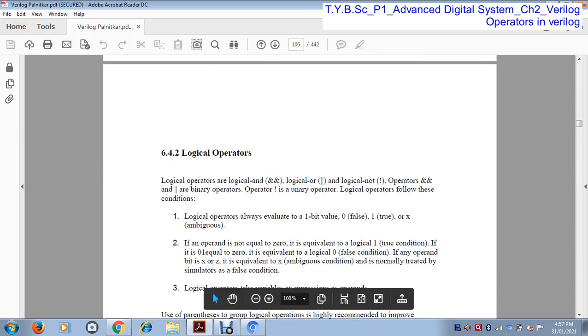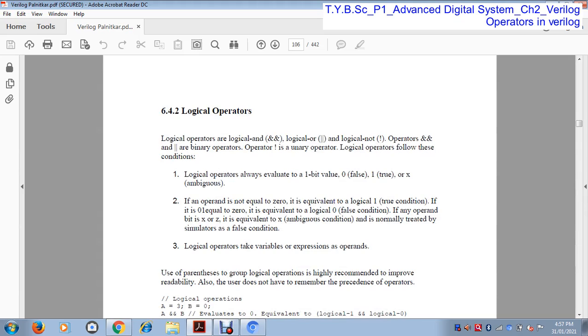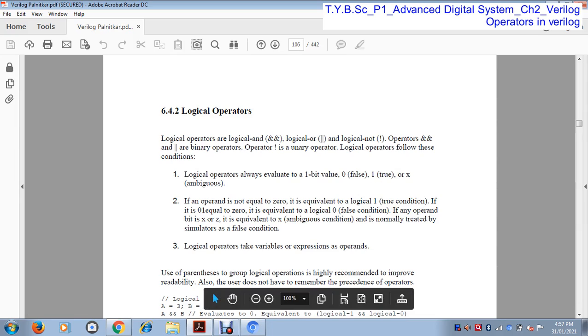Okay. Now the next is logical operators. Logical AND, logical OR, and logical NOT, these are the logical operators. So here we take the examples. But before going to the example, these are some conditions to use the logical operators. Logical operators follow these conditions.